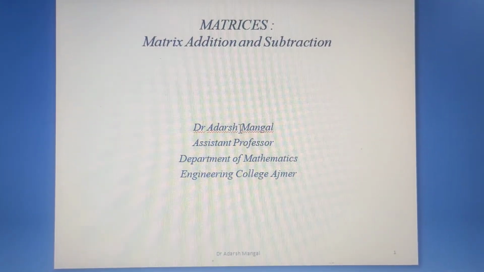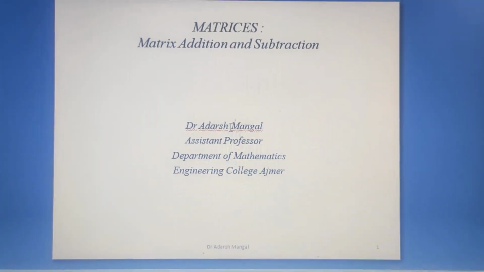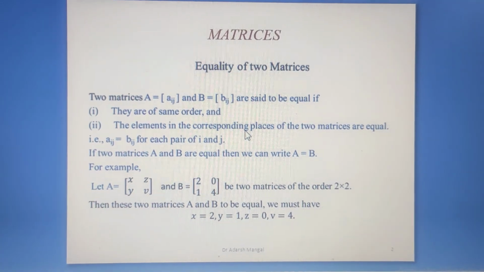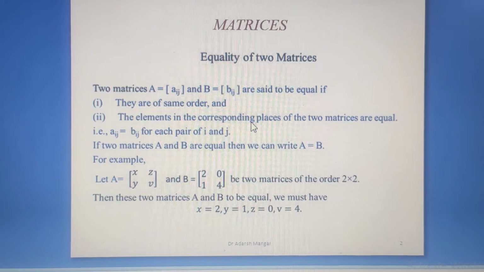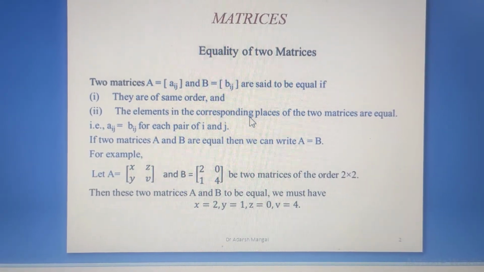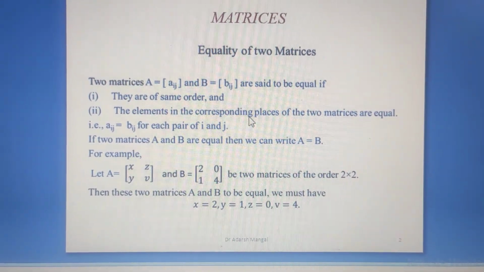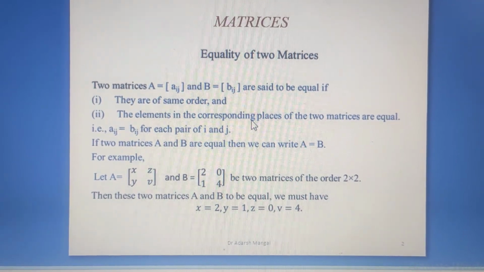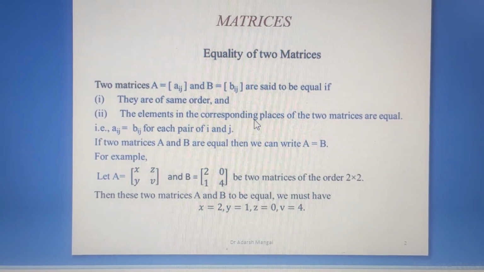Today I'll discuss matrix addition and subtraction. First of all, we have to study equality of two matrices. Let us suppose two matrices, capital A equal to Aij and B equal to Bij, are there. Two matrices are said to be equal if they are of the same order.